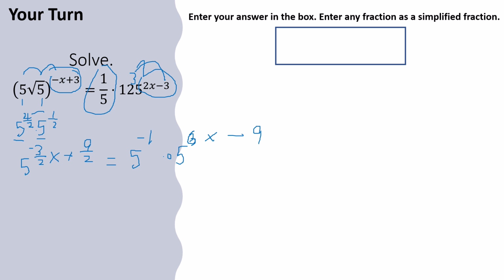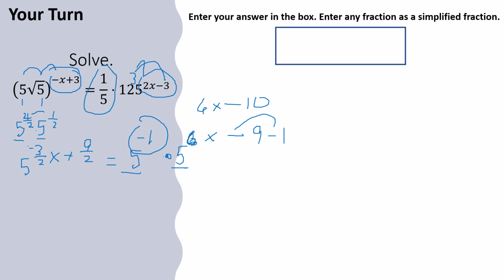All right, now remember when we're multiplying the same base, we add the exponents. So I'm going to add that negative 1 to the 6x minus 9. So let me just add that negative 1 over here. So negative 9 plus negative 1 is negative 10. So we have 6x minus 10.